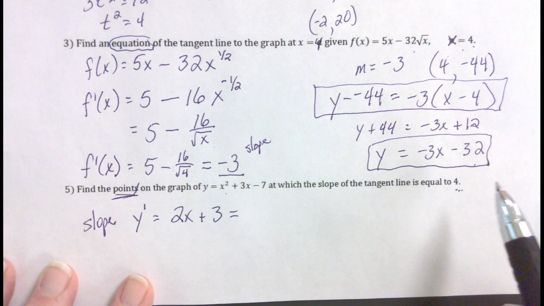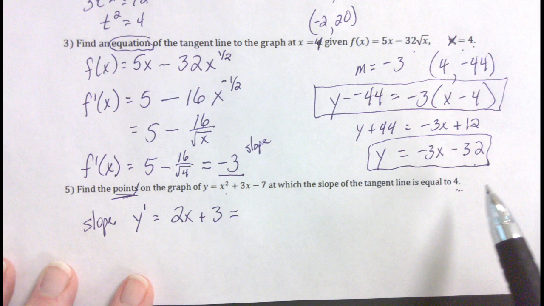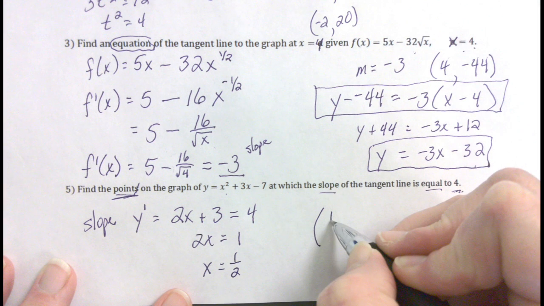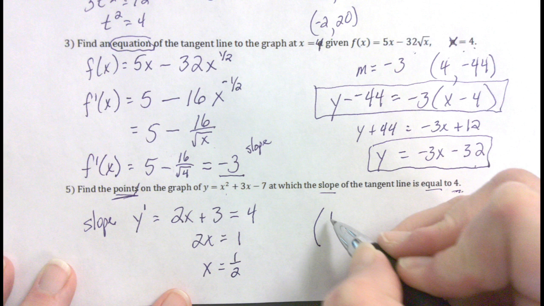Ew. Oh, man. If it wants the point, then it wants a coordinate, x and y coordinate. So, ew, plug in 1/2. What's that going to be? 1/4 plus 3 halves minus 7. Forgot the negative. So 7/4 minus 7. It's negative 21/4. Very good.